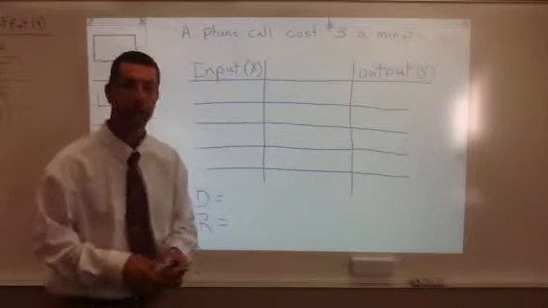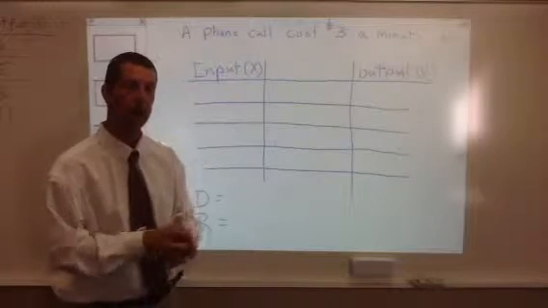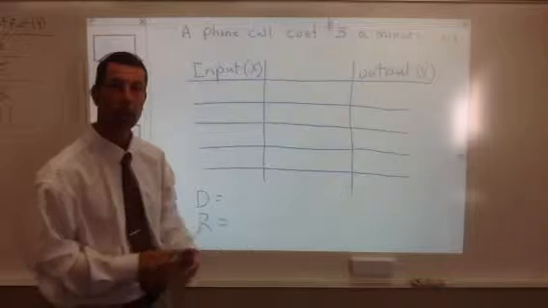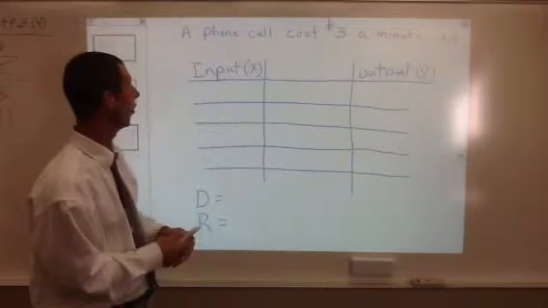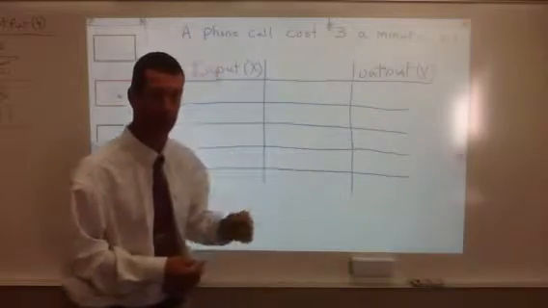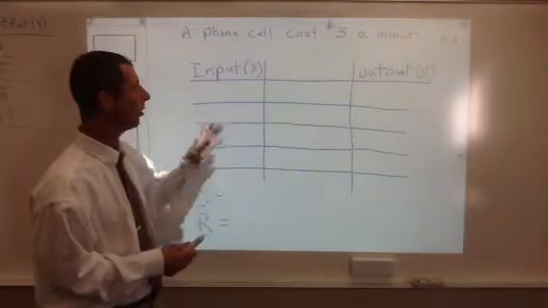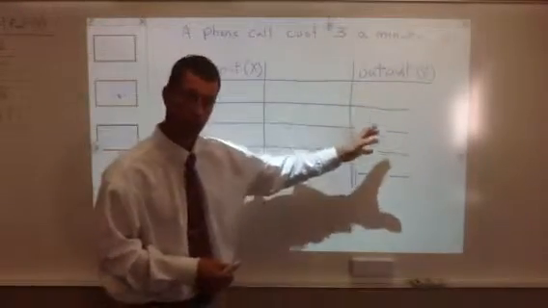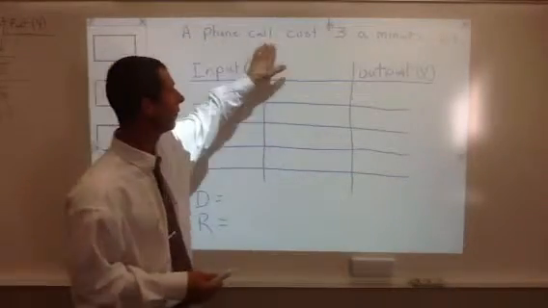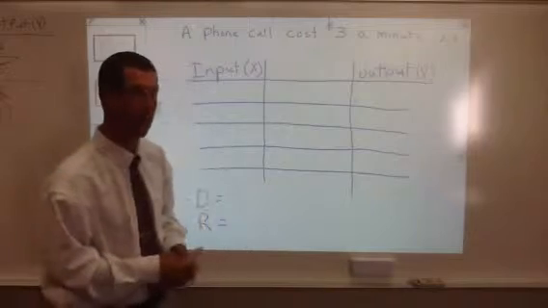Okay, what we're going to look at today is working with functions. We are making a table from a function. So here I have a phone call costs $3 a minute. What we want is an input and an output, and we want the rule written in here. The rule we get from what this says up at the top.